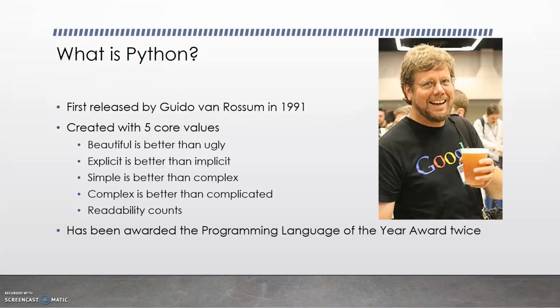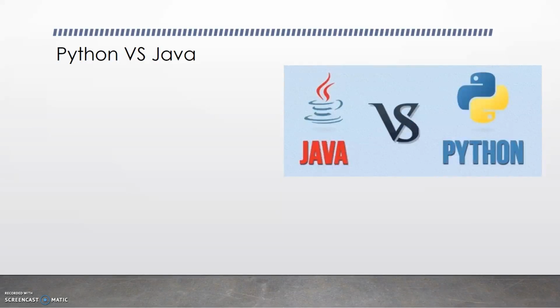These 5 core values are very prevalent in the actual Python language. It's been awarded the Programming Language of the Year twice, and it's a very popular and up-and-coming language. It may not be currently as big as Java, but definitely in the future, this language has tremendous potential. So now on to Python versus Java.